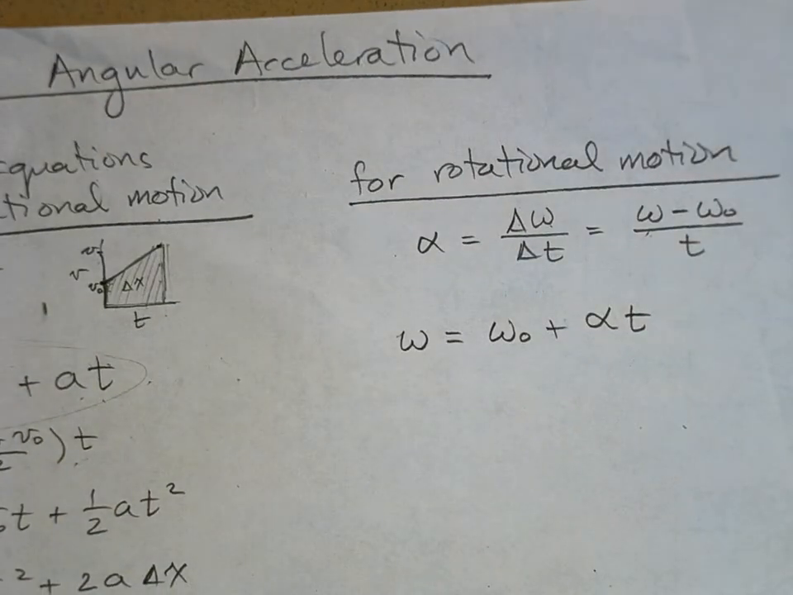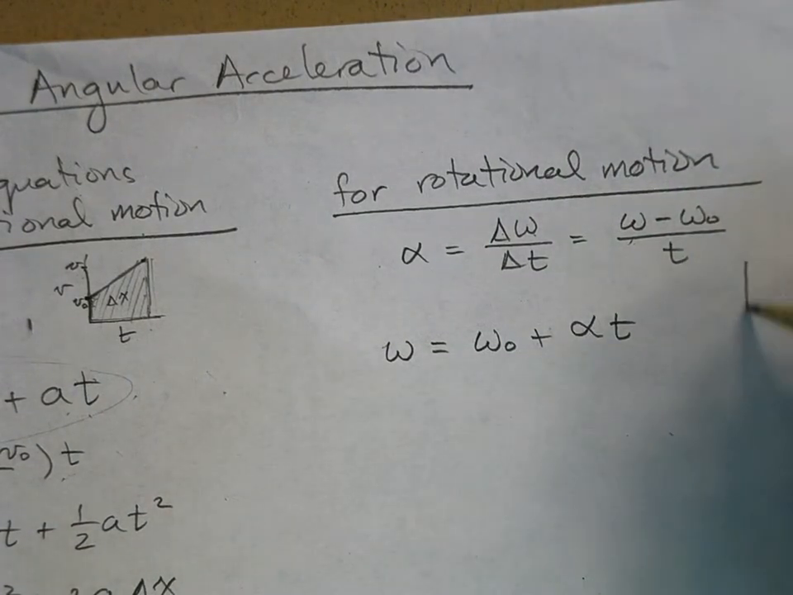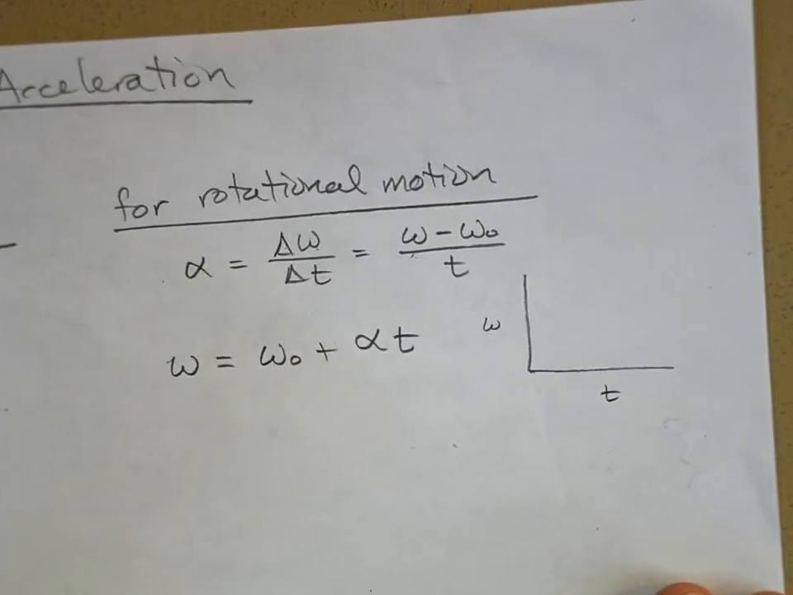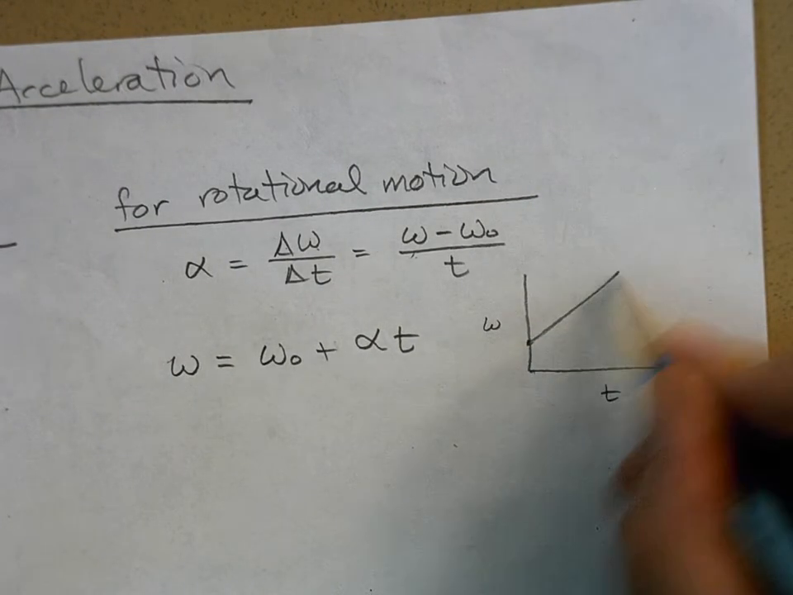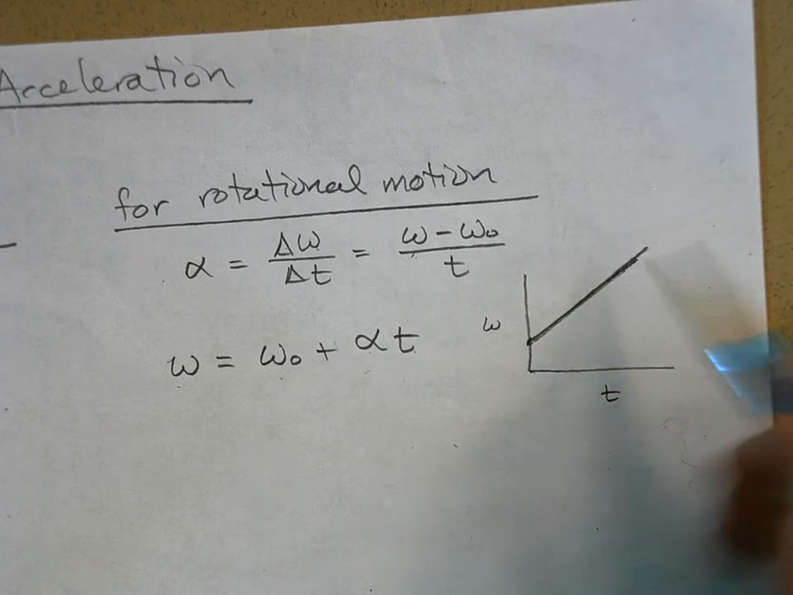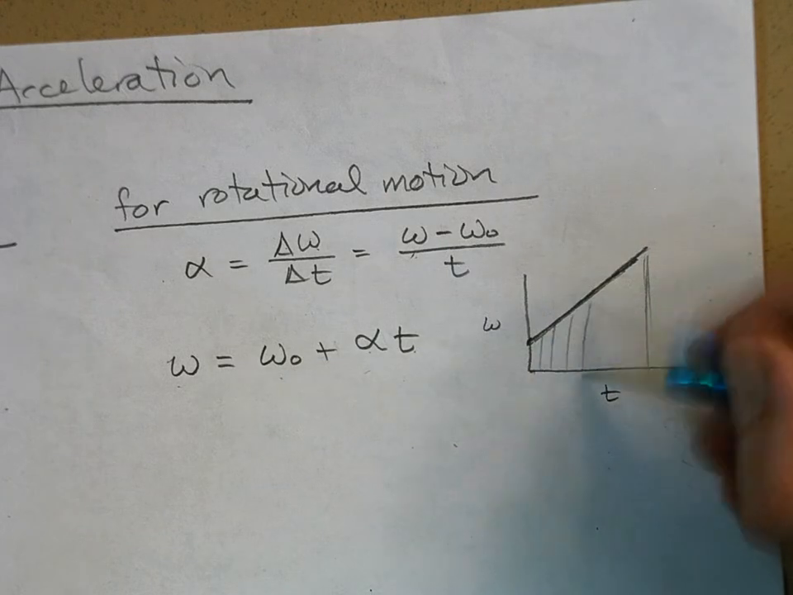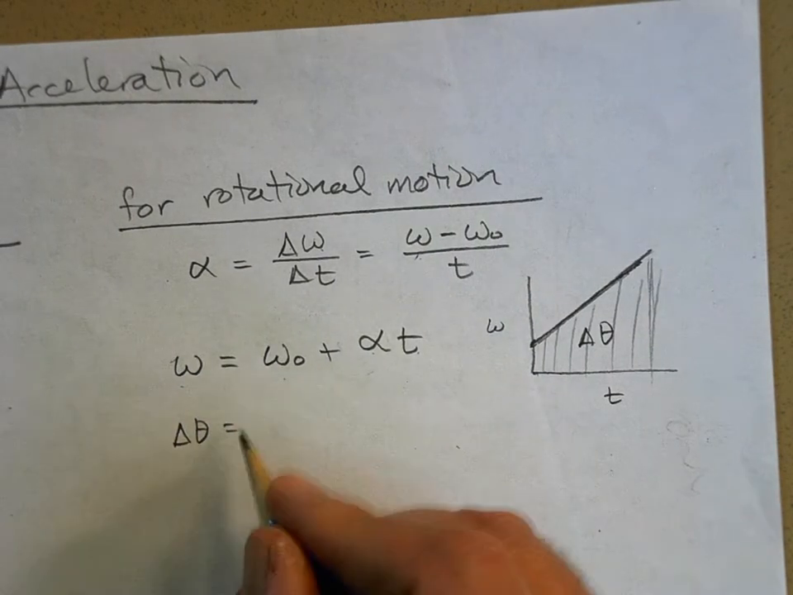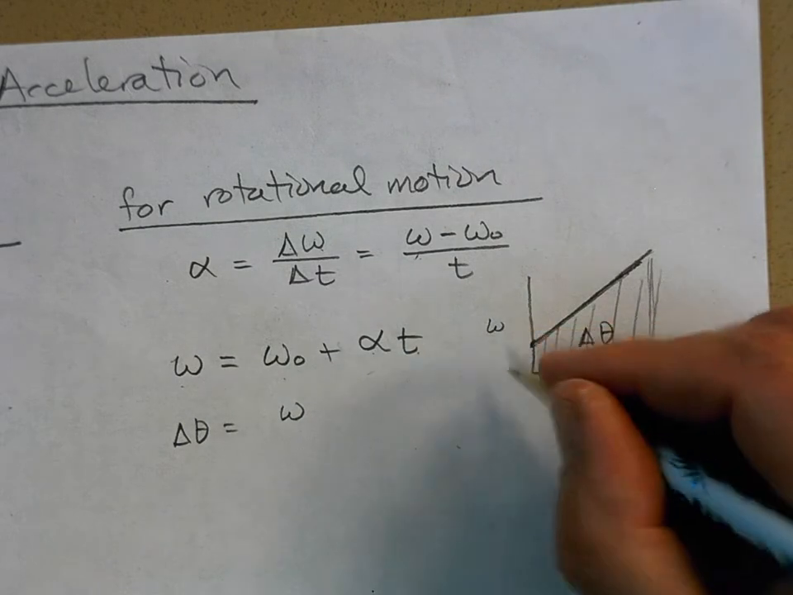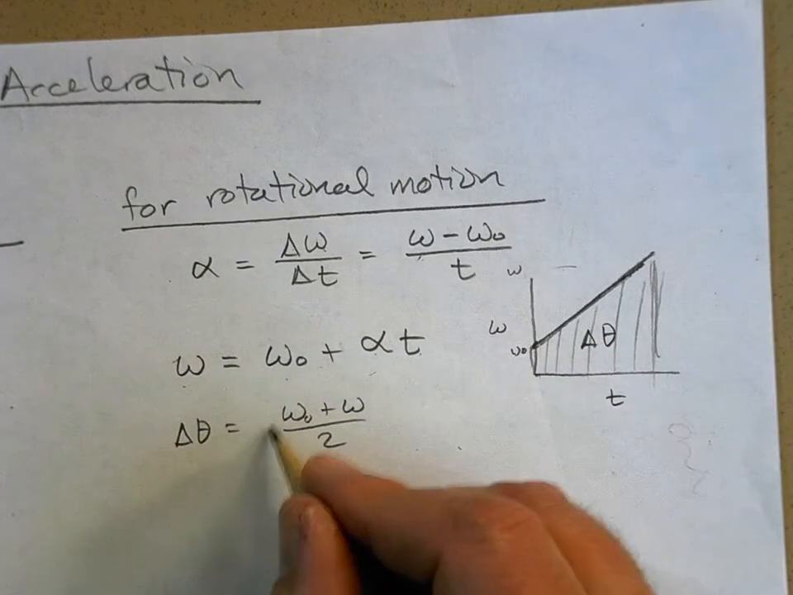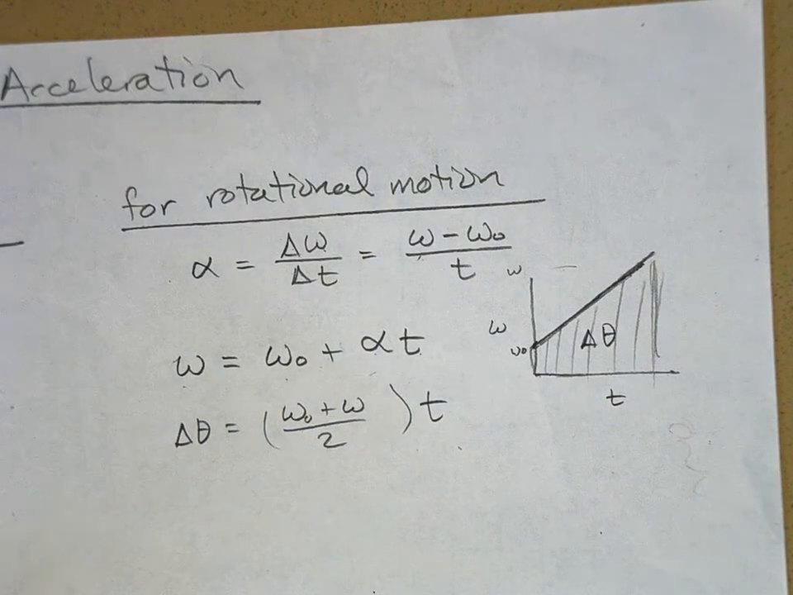Now, we haven't really covered it yet, but if I have a graph of angular velocity as a function of time, it would look like this. It's a straight line, y equals mx plus b. The slope of this line is the angular acceleration, and the area underneath this graph is our change in angular position. So I'm doing exactly what I did before, and I get delta theta is equal to the initial angular velocity plus the final angular velocity divided by 2, that's my average base of my trapezoid, times the height of the trapezoid, t. And that gives us the second kinematic equation.